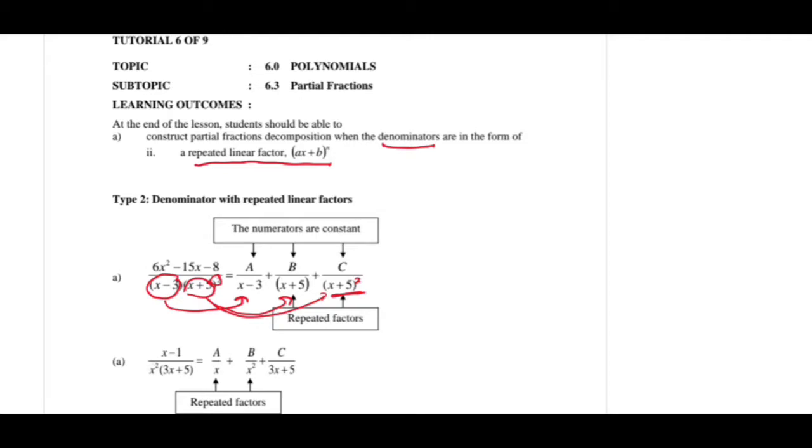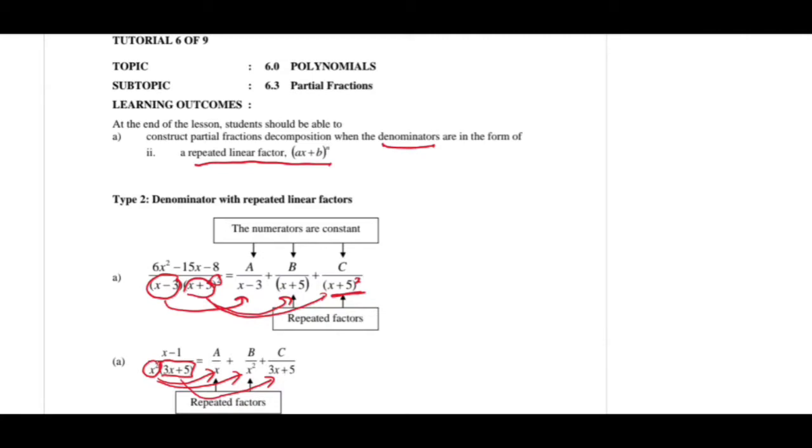What if we have x squared? This also means the same thing. This means that x is repeated, so we have to write x and then x squared as the repeated factor. The other factor in this denominator is 3x + 5, so we also write that as the other fraction.